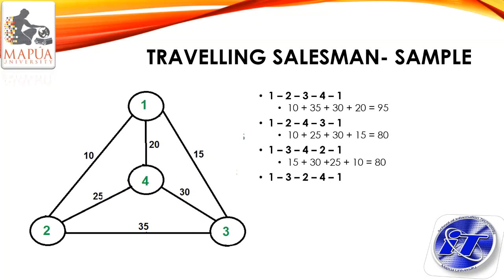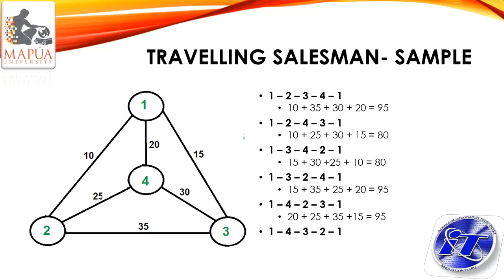Path 1, 3, 2, 4, 1, and the total distance traveled through this path is 95. And path 1, 4, 2, 3, 1, so the total is 95. And the last path is 1, 4, 3, 2, 1, and the total travel distance is 95. So we have 6 paths, and we look for the shortest, or the minimum cost, or the shortest distance traveled.